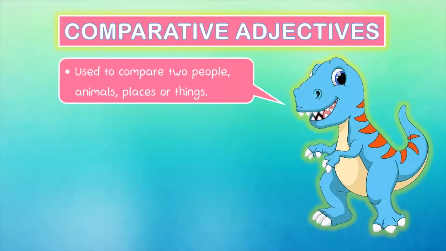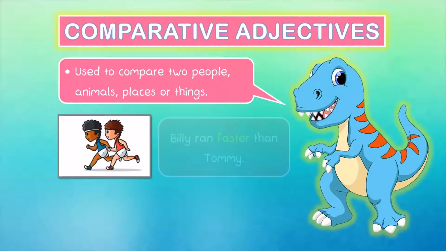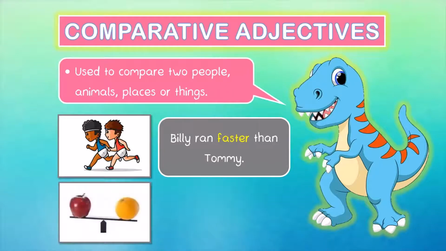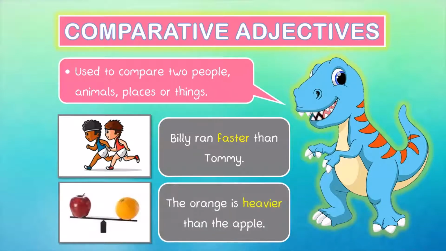Comparative adjectives are used to compare two people, animals, places, or things. For example, Billy ran faster than Tommy. Here, we are comparing between Billy and Tommy. Another one is, the orange is heavier than the apple. And here, we are comparing between the orange and the apple.